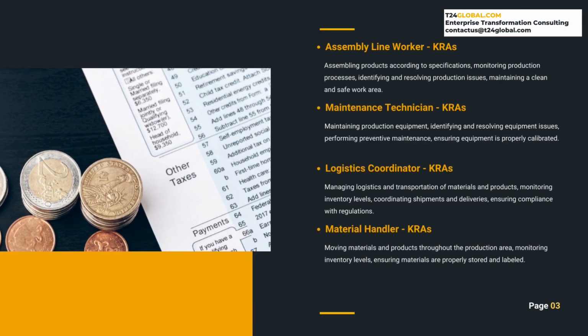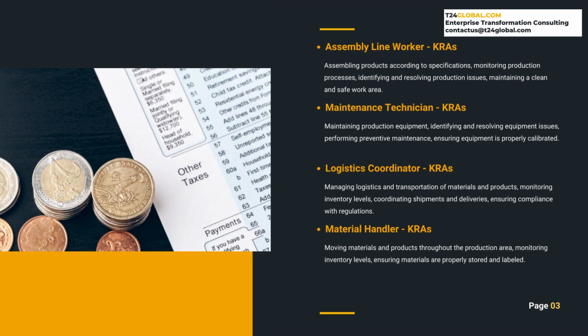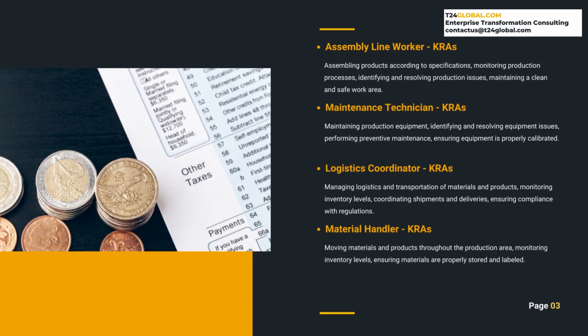Assembly line worker. The assembly line worker is responsible for assembling products according to specifications, monitoring production processes, identifying and resolving production issues, and maintaining a clean and safe work area. KPIs for assembly line workers include production output, defect rate, and assembly time. People who report to assembly line workers include production supervisors and quality control inspectors.